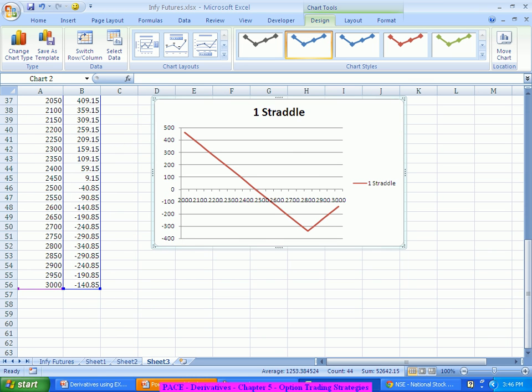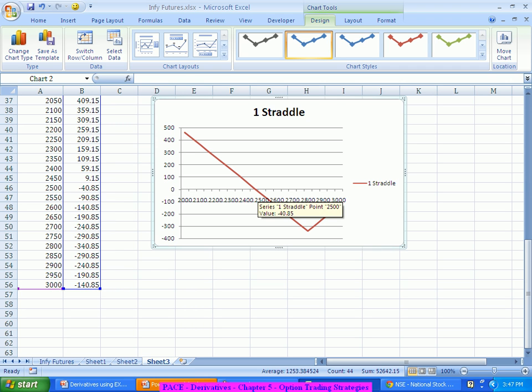If I extend the data a little bit more, my profit also will go up in the same direction. What we are typically seeing is a V kind of shape. We have taken the data only up to 3000, so it is stuck up to here itself. If I take it up to 3200 or 3500, it comes out like a perfect V.